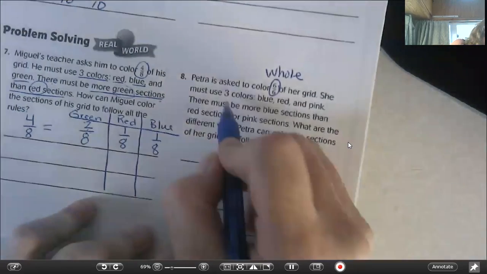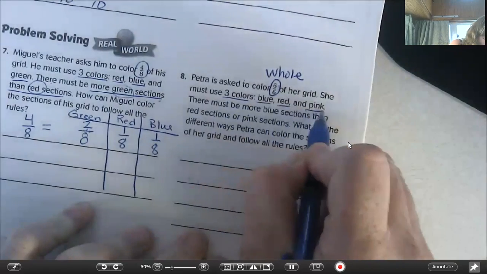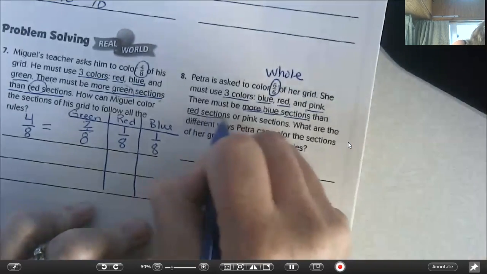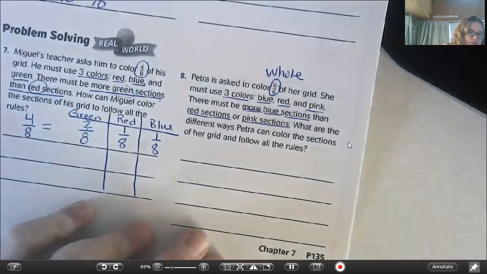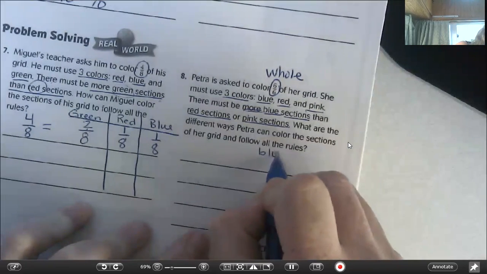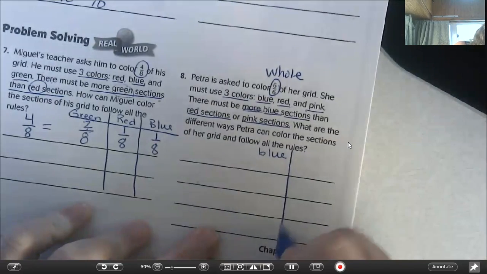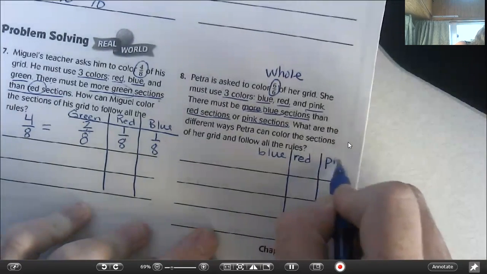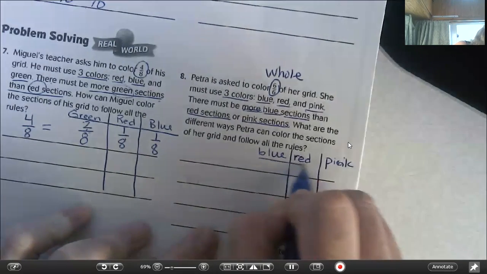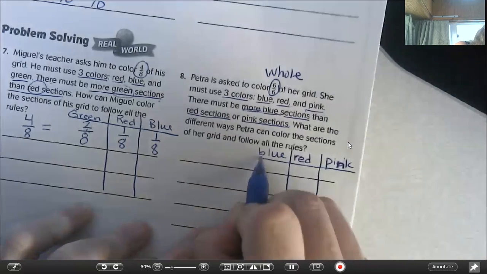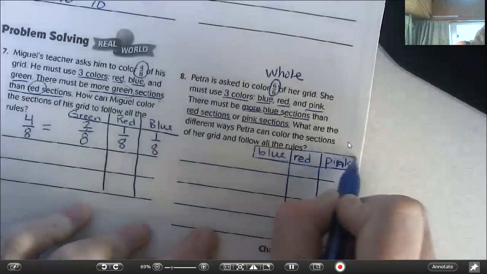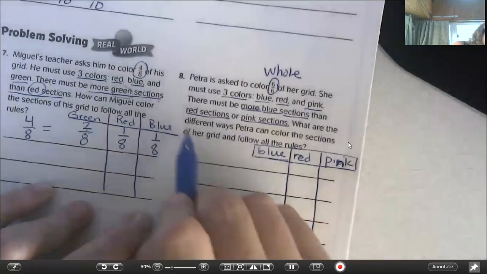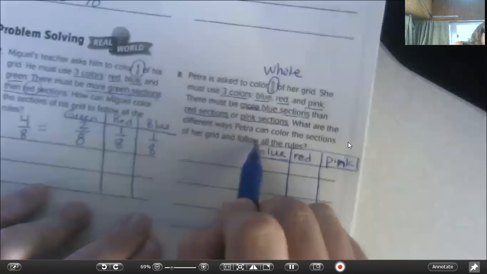She must use 3 colors, blue, red, and pink. There must be more blue sections than red sections or pink sections. Okay, again, so I'm going to have blue, and then I have red, and then I have pink. I'm going to label my chart so I remember what colors I have, and I'm going to make sure blue is first because that's going to be the largest fraction. So, what are the different ways Petra can color the sections of her grid and follow all the rules?